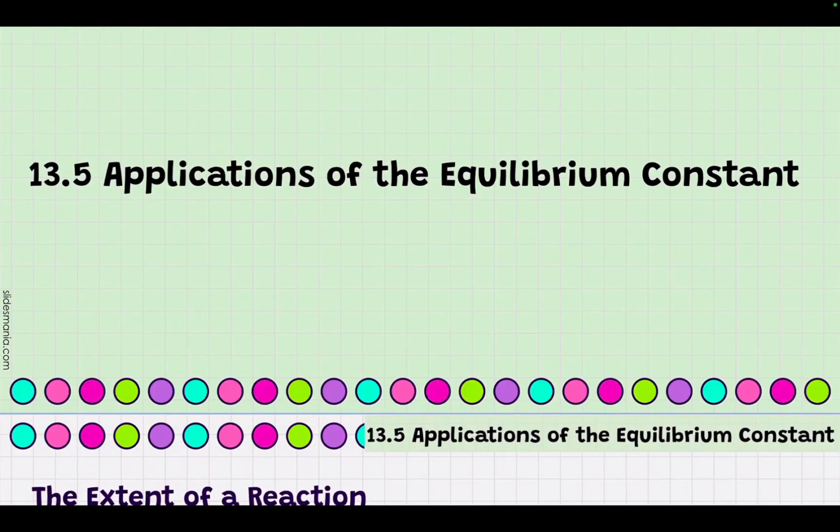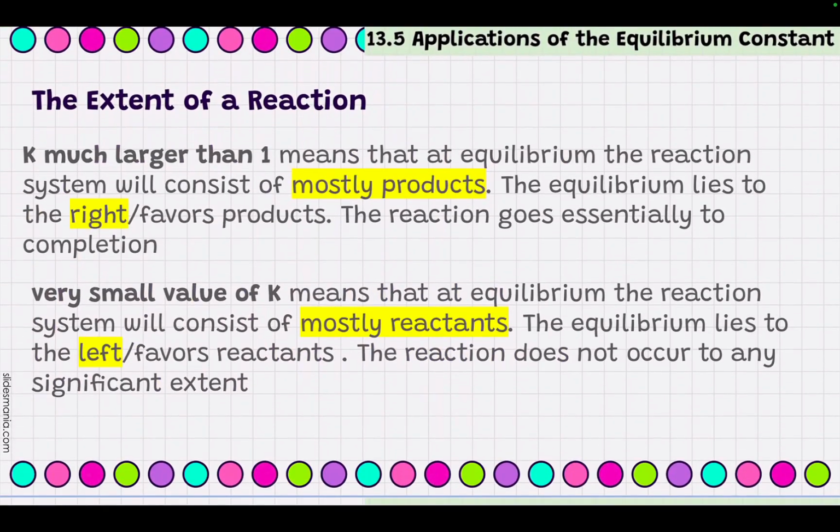So, applications of the equilibrium constant. The reason we calculate is because we want to know the value of K. And if we have a large K value, that means that we're going to mostly have products. We say that the equilibrium lies to the right or it favors the products. The reaction essentially goes to completion. The larger the K, the more you can say that. A small K means that the equilibrium lies or favors the left, or the reactants are mostly going to be present. This is a reaction that really doesn't occur to any significant extent.